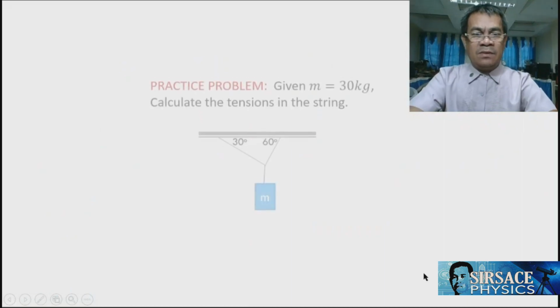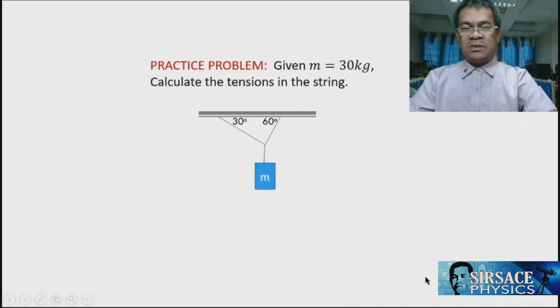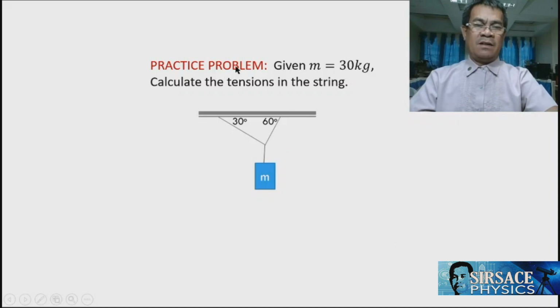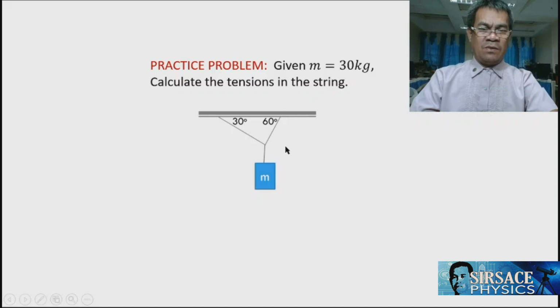Okay? So, in order to practice yourself, try this. Calculate the tensions in the string. So, what makes this problem different from before? If you remember, our second string is horizontal. This time, we have the string inclined at an angle of 60 from the horizontal. This is still 30 degrees, and this is 30 kilograms, and this is 60. Question: what are the tensions in the string?